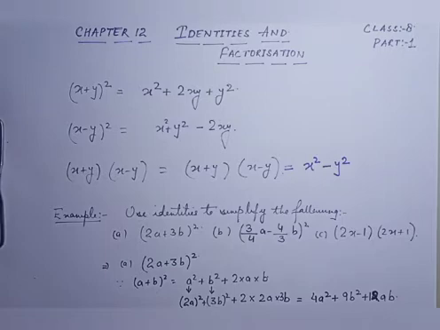Today we are going to start with a new chapter, that is chapter 12, Identities and Factorization. In this chapter we are going to see various identities which we are going to use to solve the given polynomials or to factorize the given polynomial. So let us see some of the basic identities.